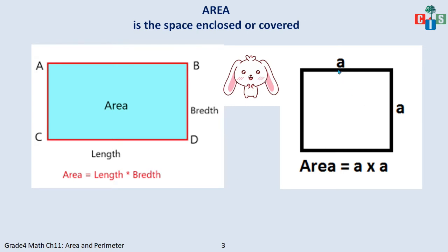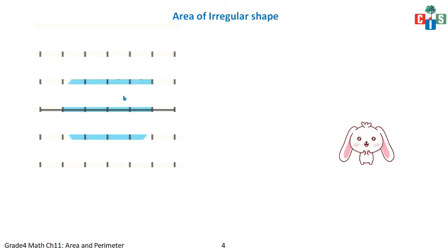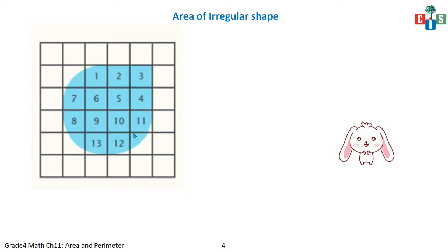So in the square, the length and breadth are equal. Yes, so it is A multiplied by A. So this is the area of the square, that is side multiplied by side. Let's now take the area of an irregular shape or irregular figure. So this is a figure which is irregular in shape. It is not a perfect square or rectangle or circle, hexagon, pentagon. It is not a regular shape.